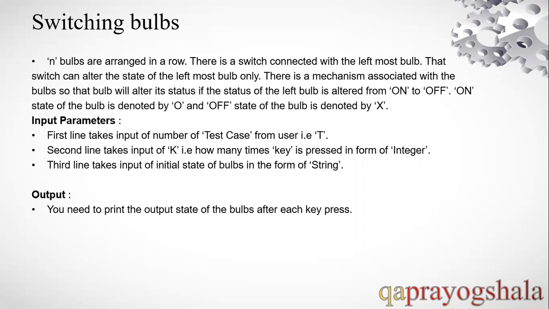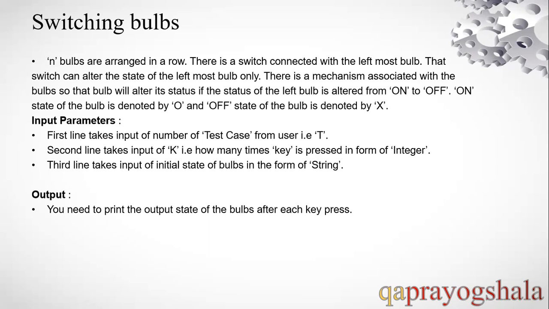So the question is, n bulbs are arranged in a row. There is a switch which is connected with the leftmost bulb. So what they are saying basically is there are n bulbs, and let's say for an example we assume five. So let's say five bulbs are arranged in a row. Okay, that is the very first line.